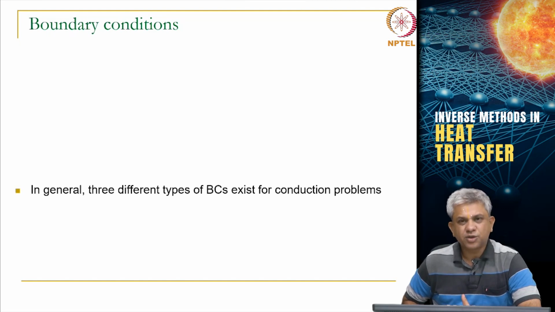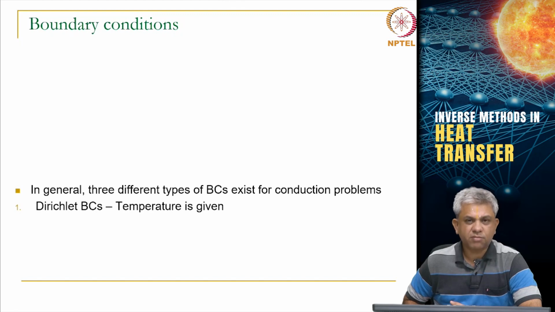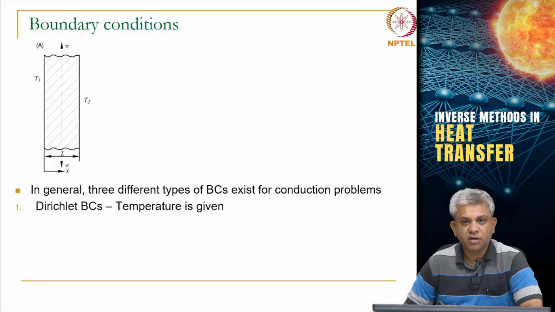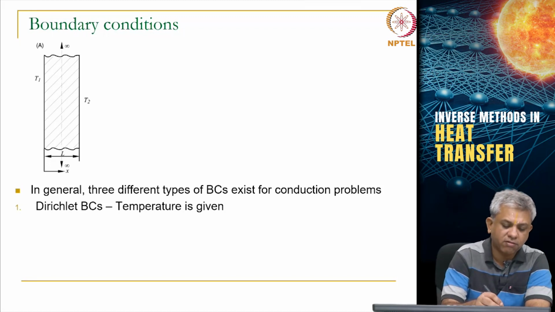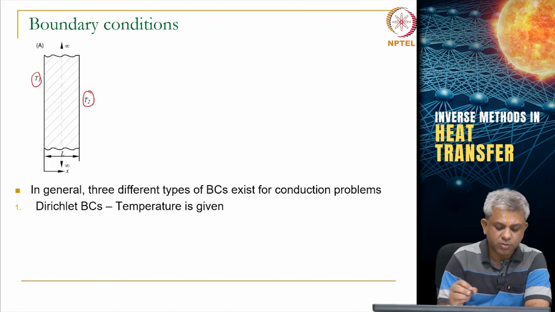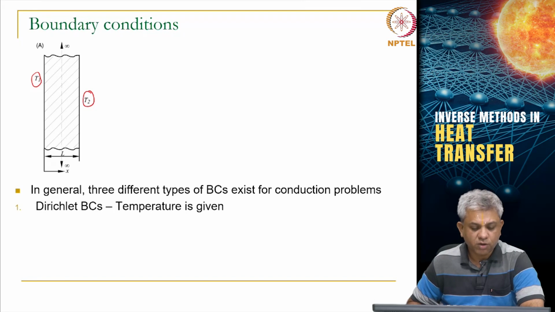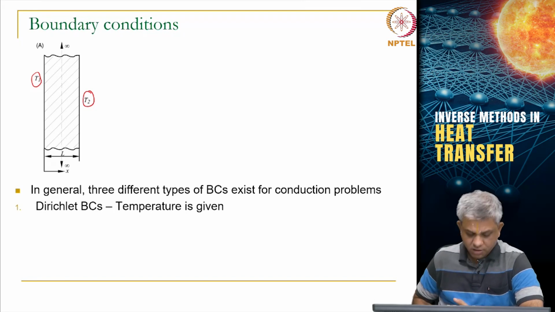boundary conditions. So, typically there are three different types of boundary conditions that are applied for conduction problems. Usually almost every problem will have either Dirichlet, where the temperature is given. So, for example, like we did with the direct problem earlier this week. So, you could have T1 is provided and T2 is provided, and you basically have to solve for heat transfer in this case, or you want to determine the temperature profile within this case.